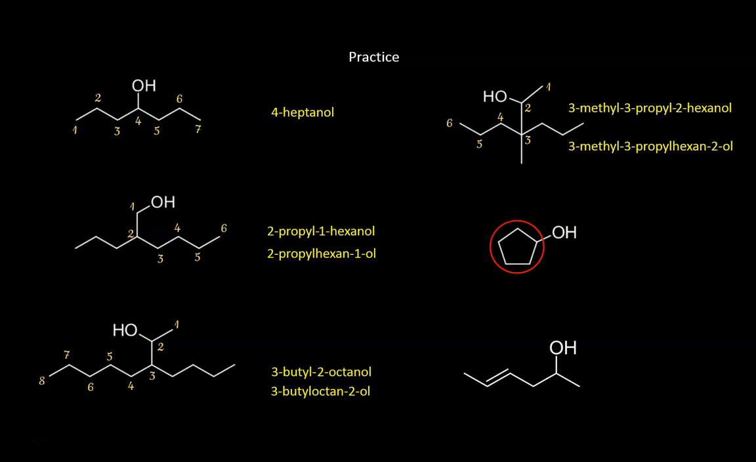So dropping the E from cyclopentane and adding OL gives us cyclopentanol. The next one is a challenge because it has 2 functional groups, a double bond and a hydroxyl group. Double and triple bonds have the lowest priority, so this has to be named as an alcohol with OL at the end. We number from the end closest to the hydroxyl group.